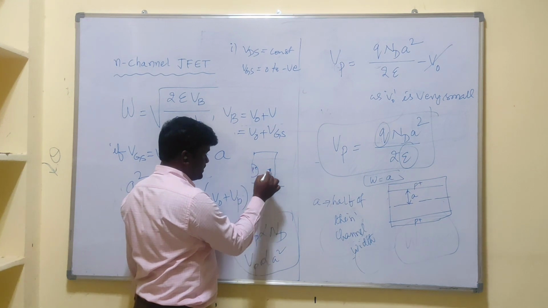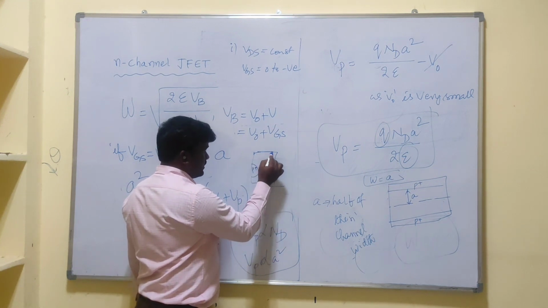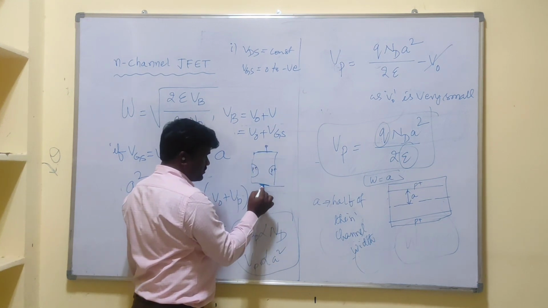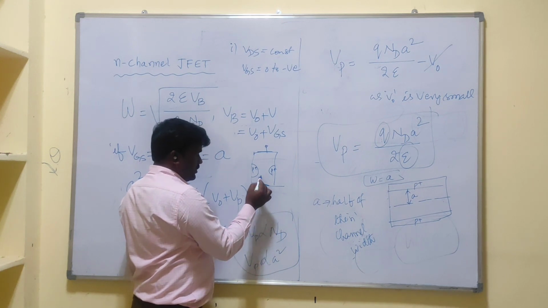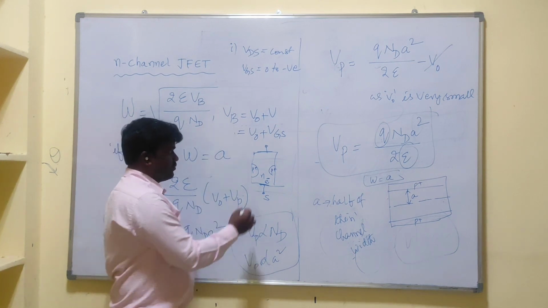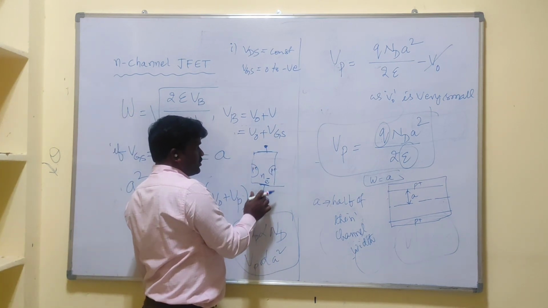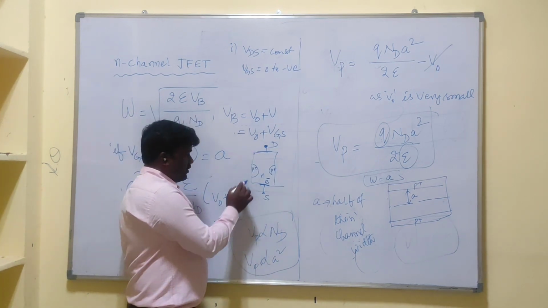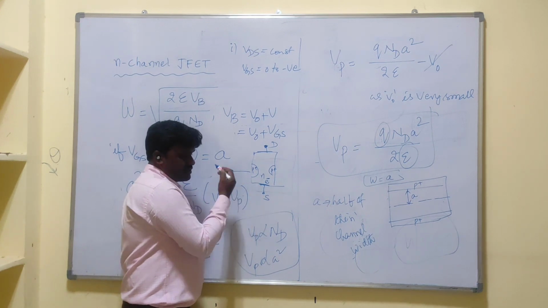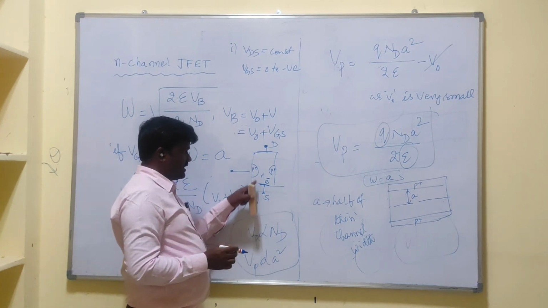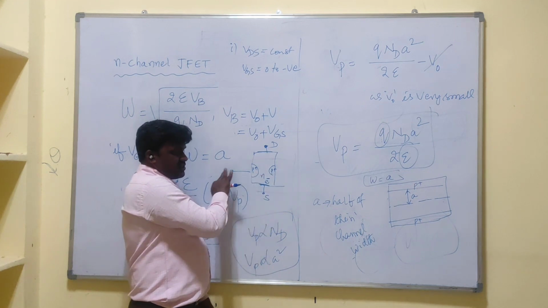It is P plus region and it is P plus region, and this one is drain and this one is source. So these majority charge carriers, what are the majority charge carriers? Majority charge carriers must flow from source to drain. If I consider this one as the positive, that means if VGS is positive, in that case we have these PN junctions forward biased.